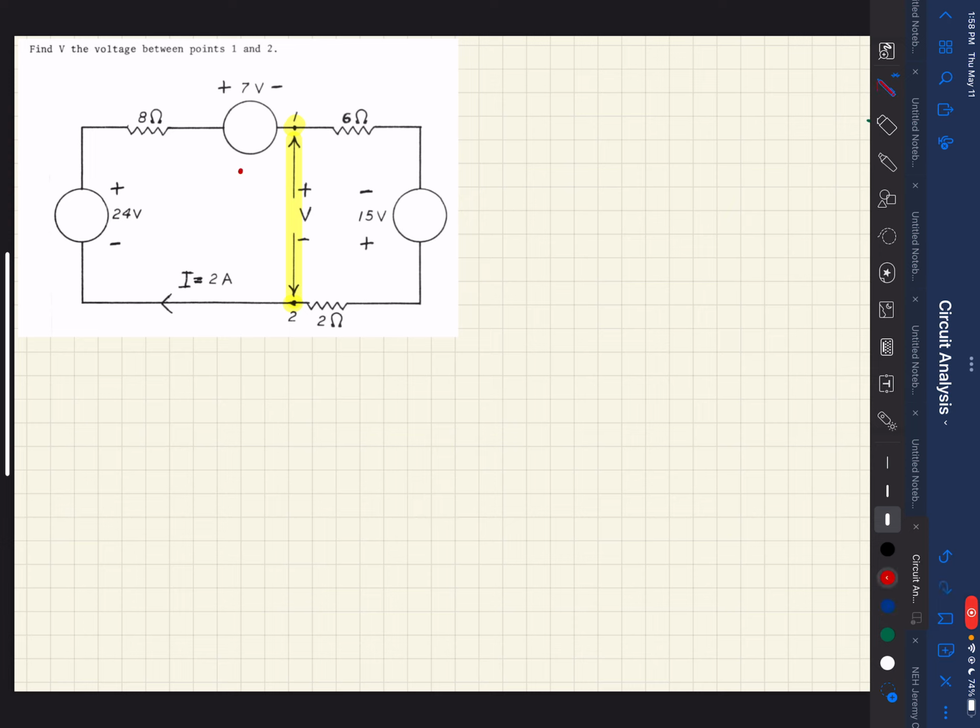like I said, we're going to take this path here, and we're going to start at 1, go around the circle, end up at 2. So for that one, we'll call this V12, so it's the voltage between point 1 and 2. And let's start adding up the voltages here. So the first thing we encounter coming this direction is this voltage source, and we hit the negative side of that source first, so that will be a minus 7 volts.